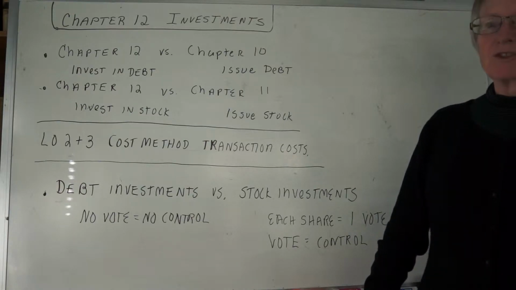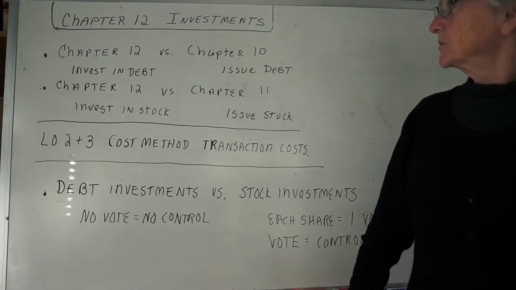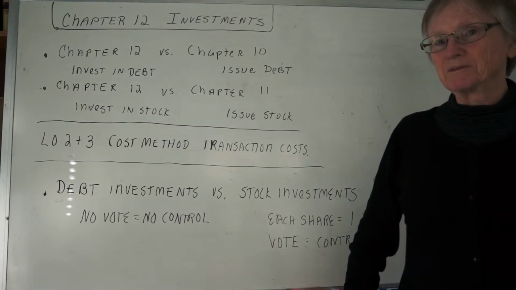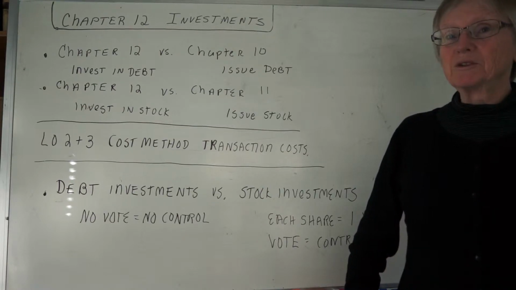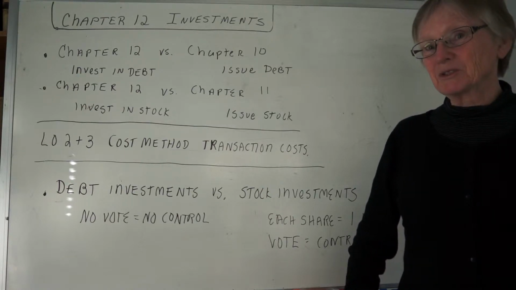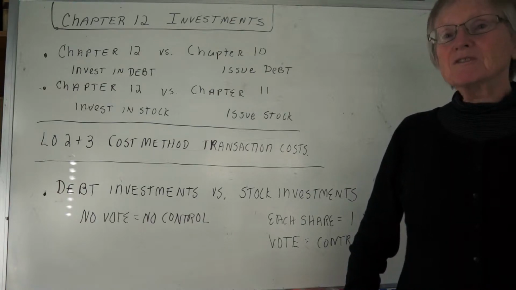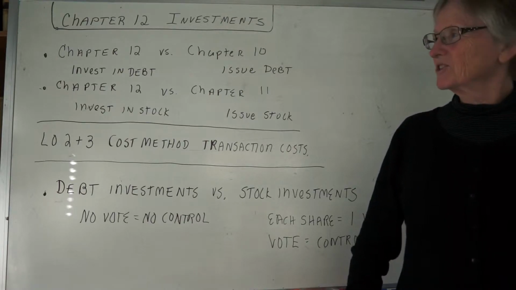We're going to be investing in stock. We're going to be investing in debt securities. Those are assets. And that's a little easy to get confused on because in Chapter 10, we were issuing bonds payable and notes payable. We were paying interest. In Chapter 12, we are going to be investing in the debt securities, bonds payable, notes payable, of other companies. We're going to be receiving interest revenue. So Chapter 12, asset section, we're investing in debt securities, receiving interest revenue.